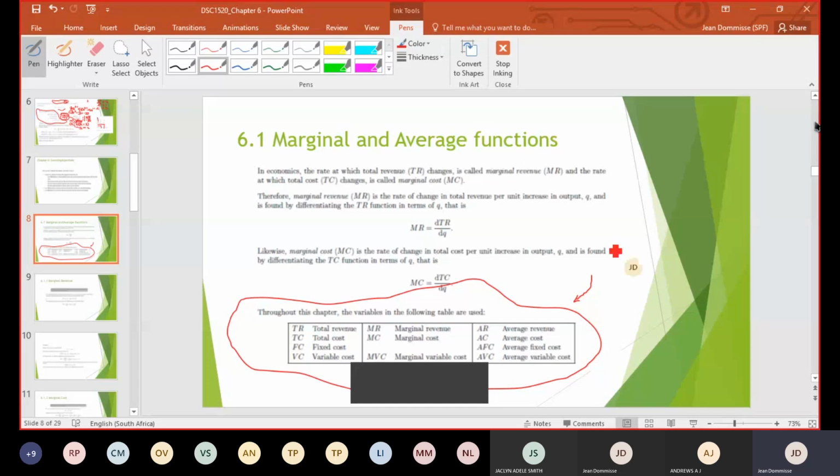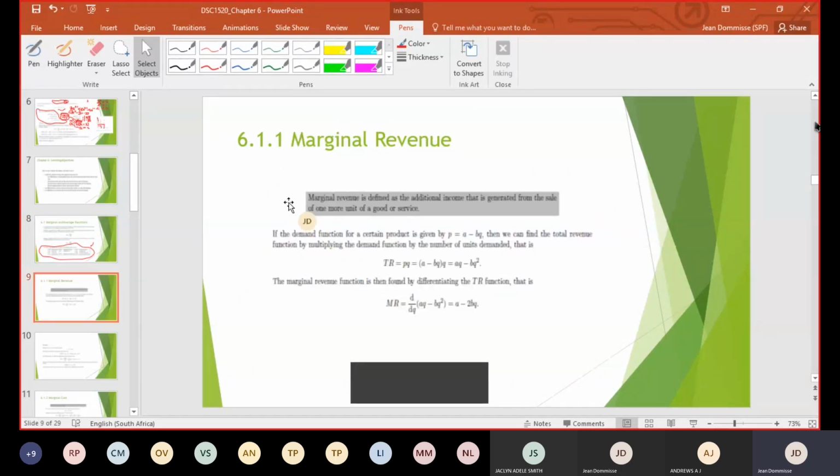I don't know why my initials are now with me, but that is also fine.